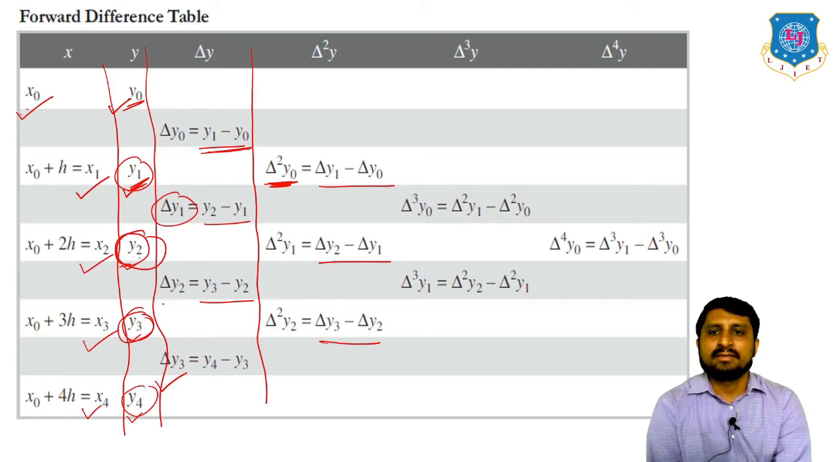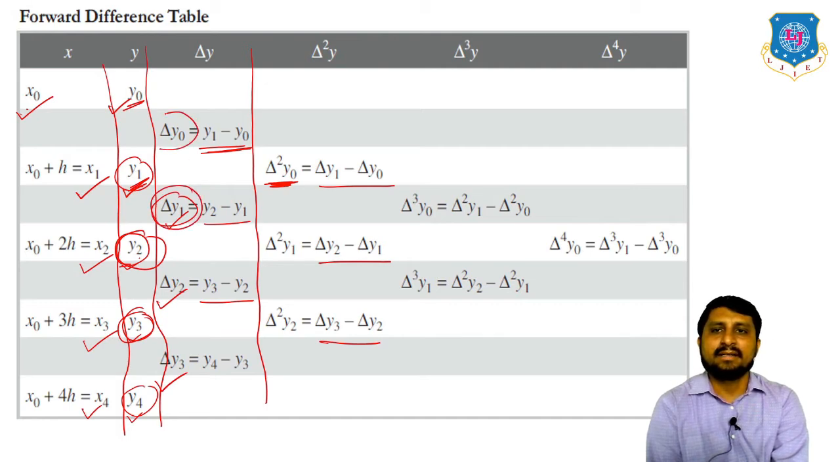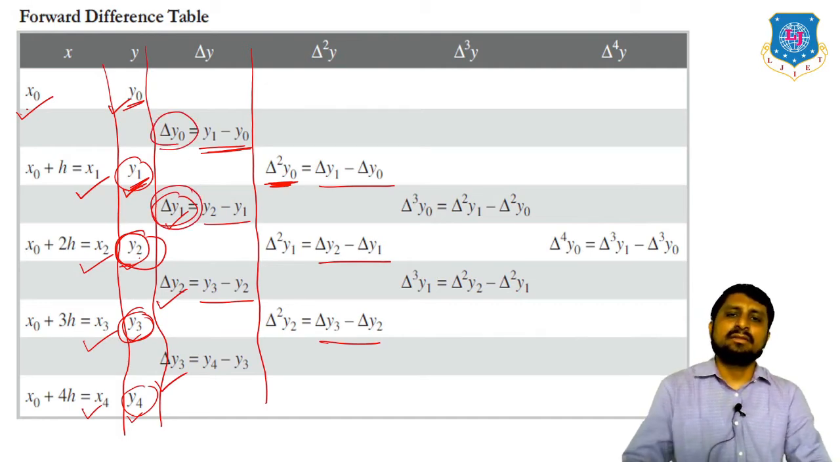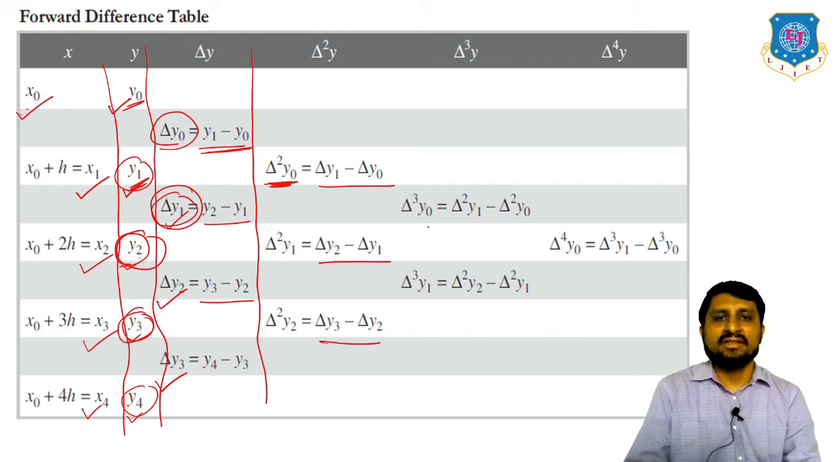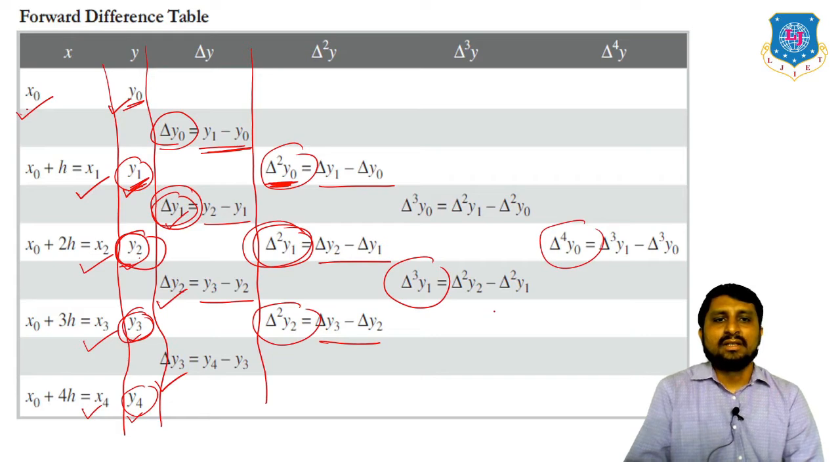That means this. Delta y3 minus delta y2, then delta y2 minus delta y1, that is delta square y1, and delta square y0, that is delta y1 minus delta y0. Similarly, you can find out all these entries, that is delta cube y0, that is nothing but delta square y1 minus delta square y0, and delta cube y1, that is delta square y2 minus delta square y1, and the last entry delta raised to 4 y0, that is delta cube y1 minus delta cube y0.